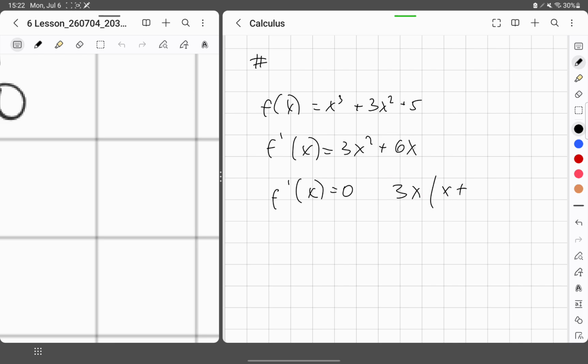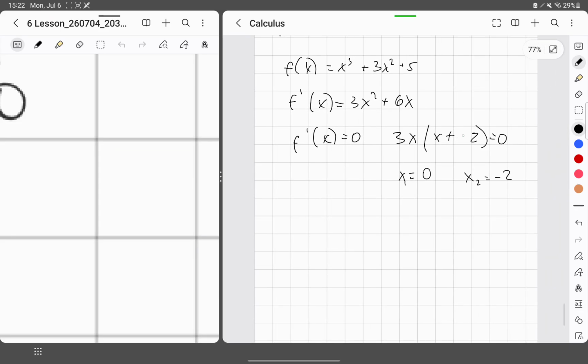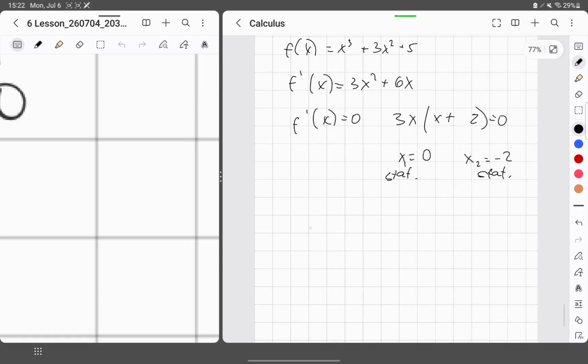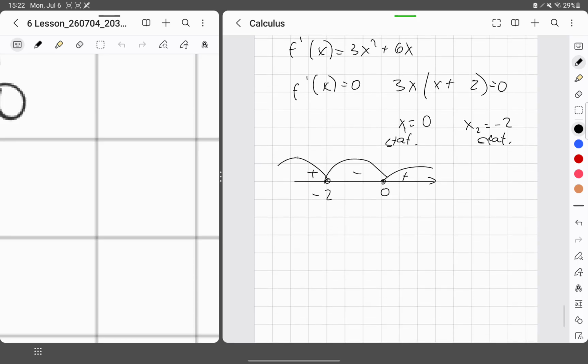x times (x plus 2) will be 0, so x1 is 0 and x2 is negative 2. So that is a stationary point, and that is also a stationary point. They're both critical and stationary points. Okay, let's write our roots, negative 2 and 0. That will be positive, negative, and positive. It starts from the positive and goes like this.